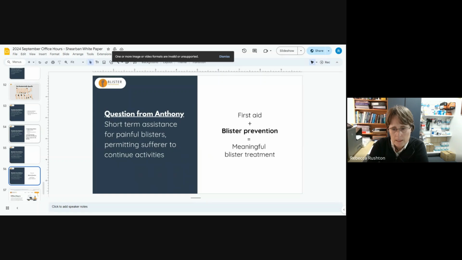However, if you want meaningful blister treatment, meaning the blister is going to hurt less and start healing rather than getting worse as activity continues, you need to implement the prevention. The prevention is the thing that negates the blister causing forces. Without that, it's really just first aid.